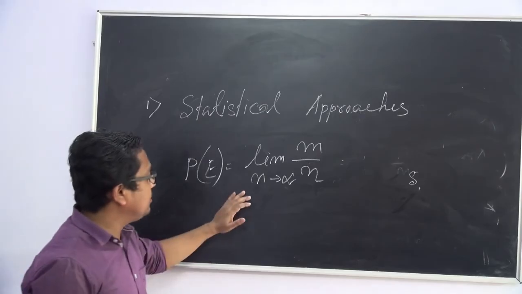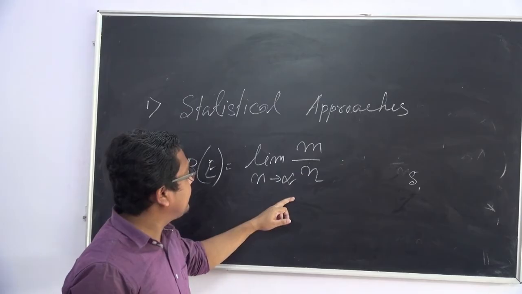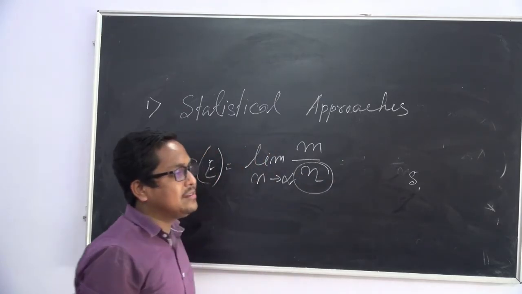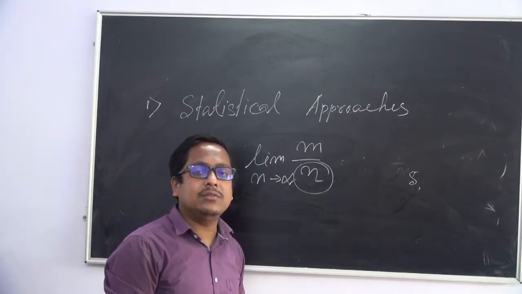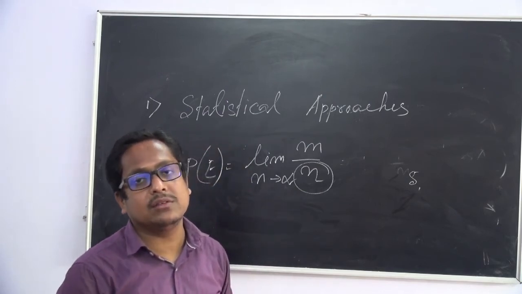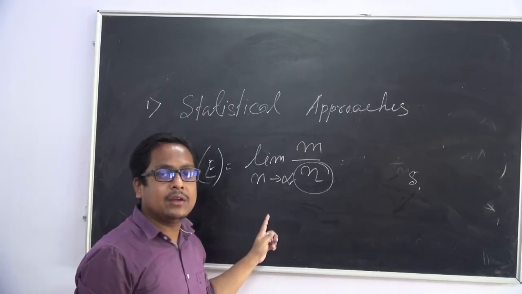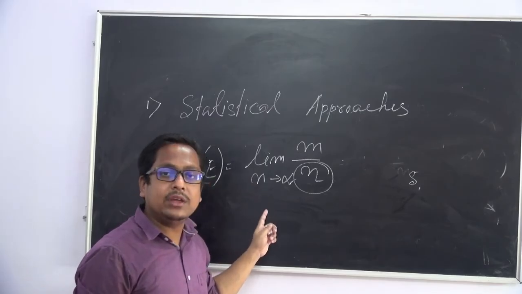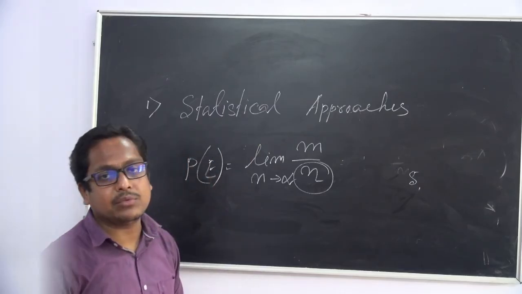This definition also has some disadvantages. This definition tells that if the trial is large, it is very difficult to maintain or conduct the experiment under homogeneous conditions. But here one assumption is applied, that the limit should be unique and finite. Okay, this is the statistical approach.